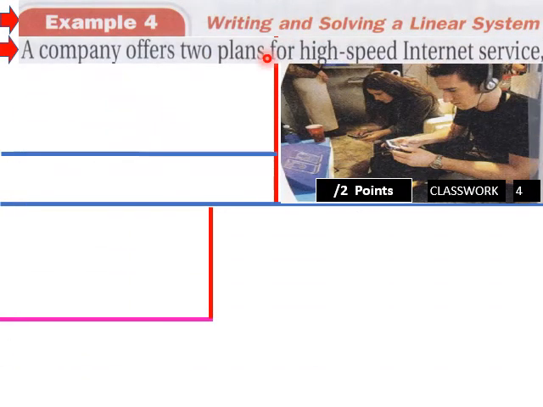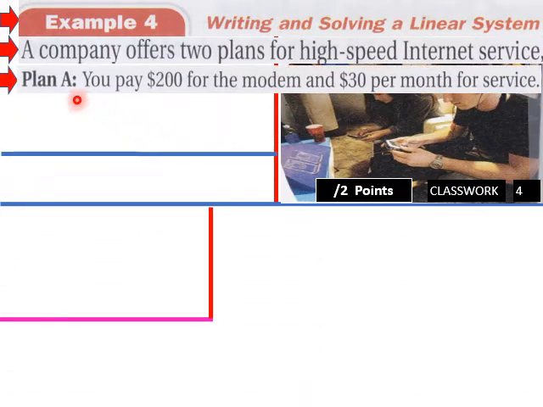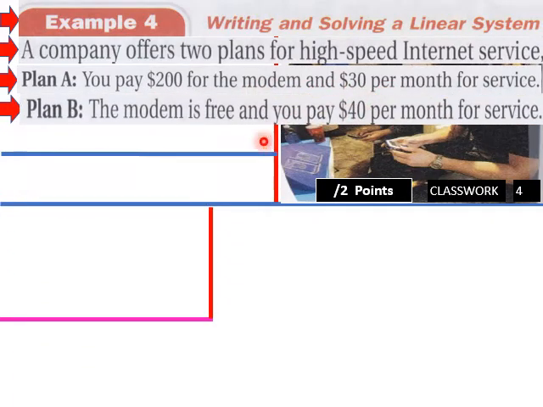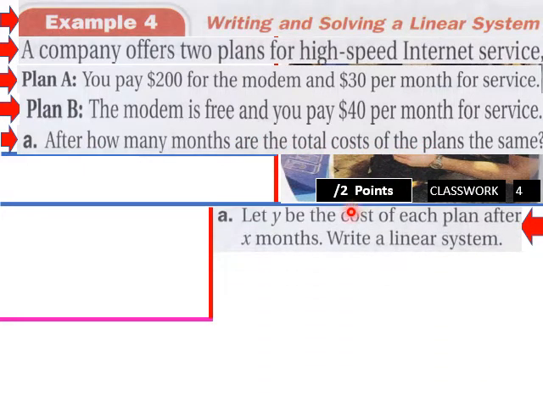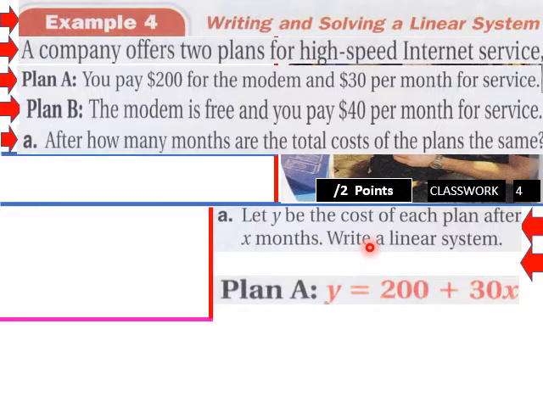Let's go into another example here. Example 4, writing and solving a linear system. A company offers two plans for high-speed internet service. Plan A, you can pay $200 for the modem and $30 per month for service. And then Plan B, the modem's free and you pay $40 per month for the service. So part A, after how many months are the total costs of the plans the same? So okay, part A, let y be the cost of each plan after x months. Then write a linear system.